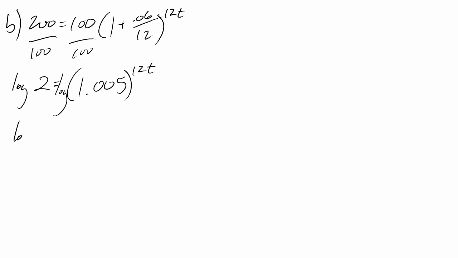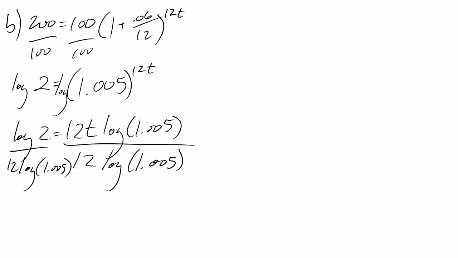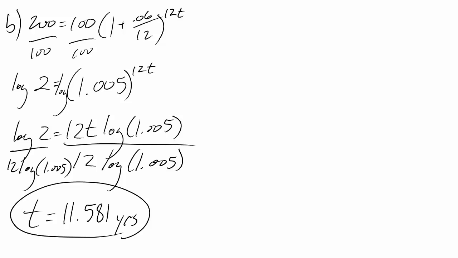And so we're left with log of 2 equal to 12t log of 1.005. And so we want to get the t by itself, so we're going to get rid of the 12 log 1.005 by dividing it out to both sides. So again, we just punch that into the calculator, and what we're left with here is t equals 11.581 years when we round to 3 decimal places. So there we go for part B.